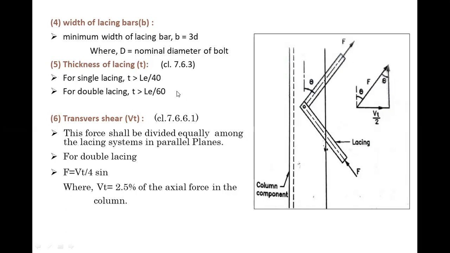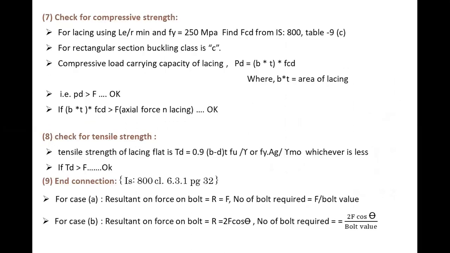Thickness of lacing, which is denoted by T, is provided in clause number 7.6.3. For single lacing, thickness will be greater than LE divided by 40, and for double lacing, thickness greater than LE divided by 60. Next is transverse shear, denoted by VT, given in clause number 7.6.6.1. This force shall be divided equally among the lacing systems in a parallel plane. So for double lacing, F is equal to VT divided by 4 sine theta, where VT is equal to 2.5% of the axial force in the column.